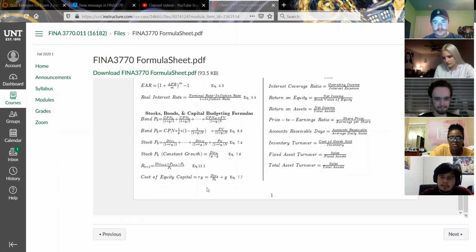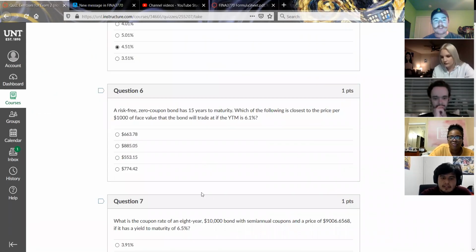Which formula? What's the question asking again? We're looking for the price the bond will trade at if the yield to maturity is 6.1%. Face value is future value, right? I think so. Okay, so 15, 6.1. I don't know if there are any payments. $1,000. Look for present value? Future value.